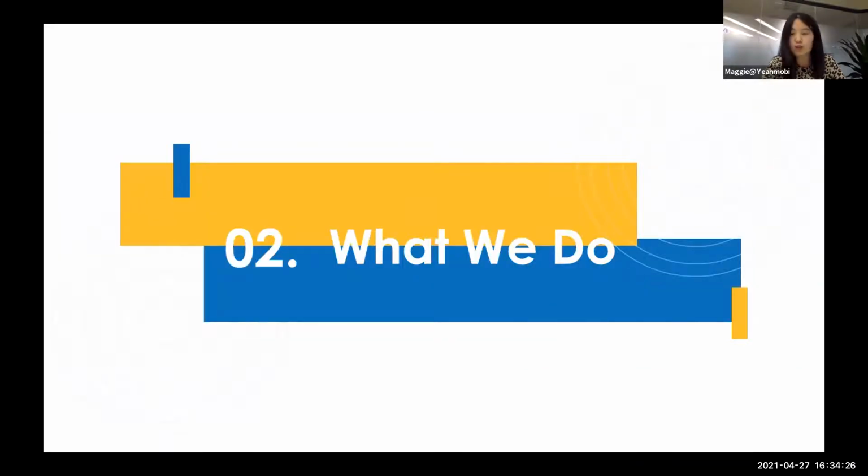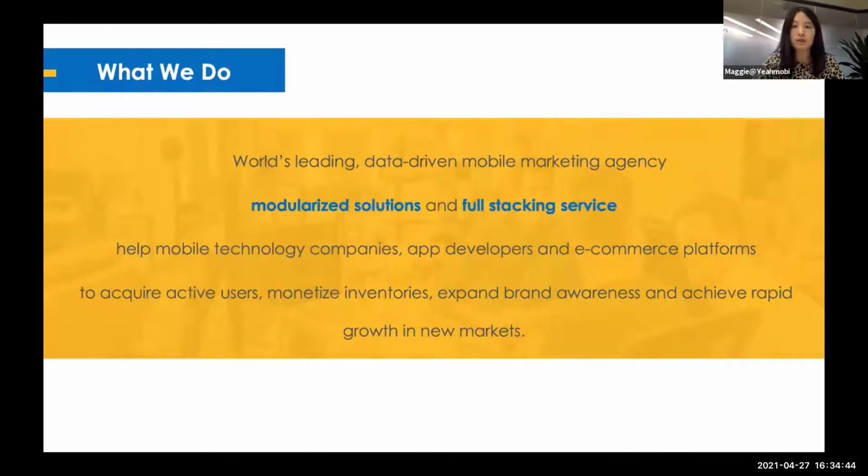The next part I will introduce is, in this very big market, what kind of things we do and how we survive in this market with competitors like Facebook and Google. For our company, we basically focus on data-driven mobile marketing, and we help our advertisers and app developers by providing them full-stack solutions. We help our advertisers to acquire users globally and also help our publishers to monetize inventories, and also help some of our e-commerce companies to expand their brand awareness. That is what we do in this market.